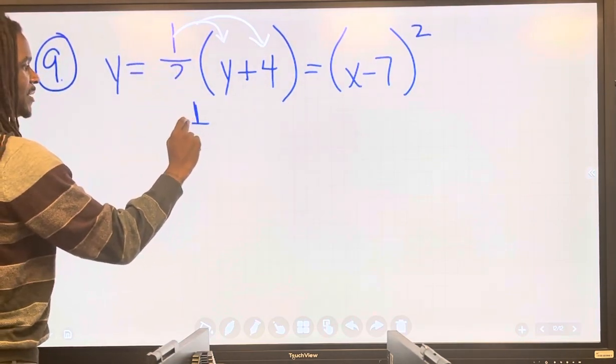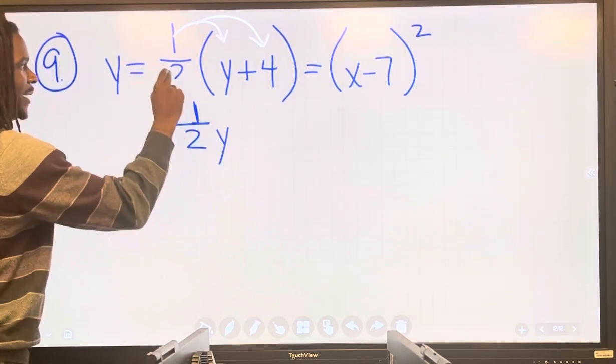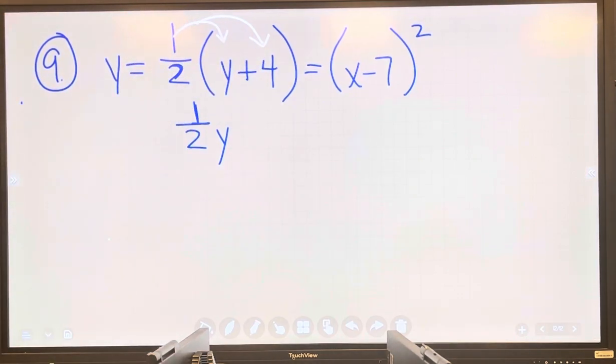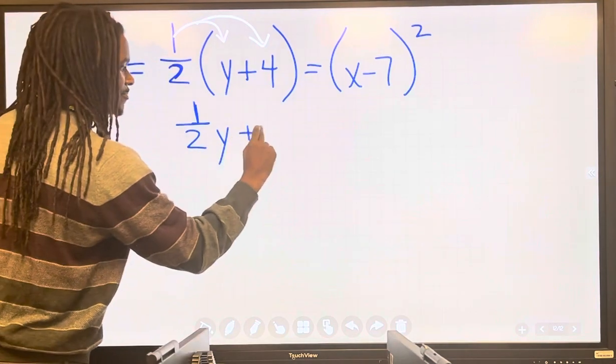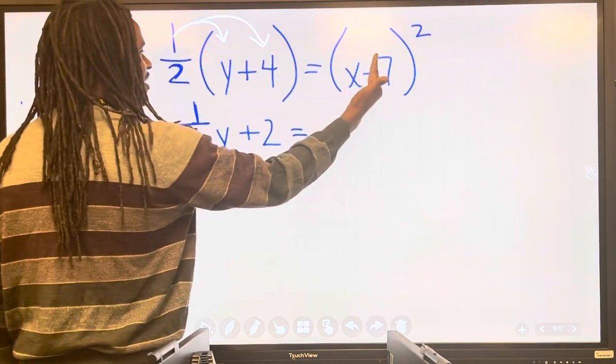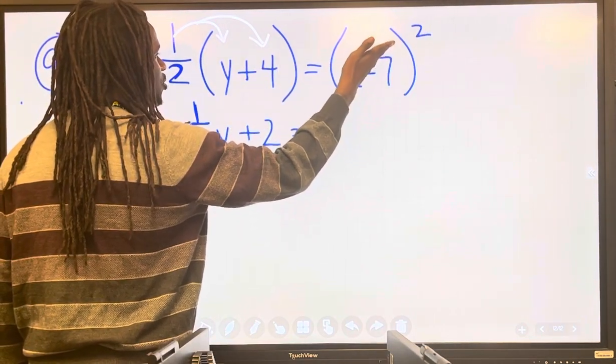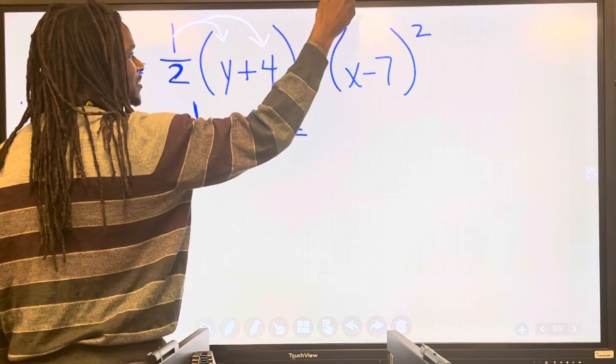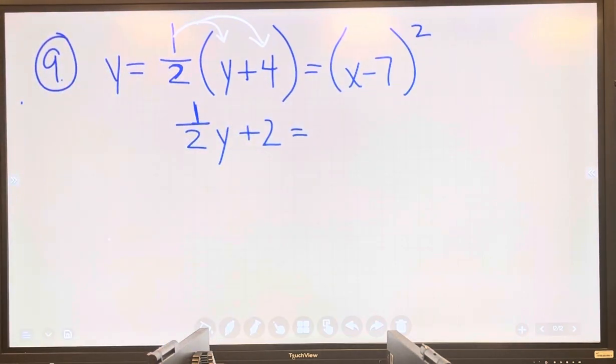This becomes now 1/2 y, and what's half of 4? Dos. Oh, so it's divided by 2. Equals, now, watch this one, Isabella. Over here, you got the difference of perfect squares with 2 terms that's squared. So it's x minus 7 squared. So x squared minus 49? What do you mean?